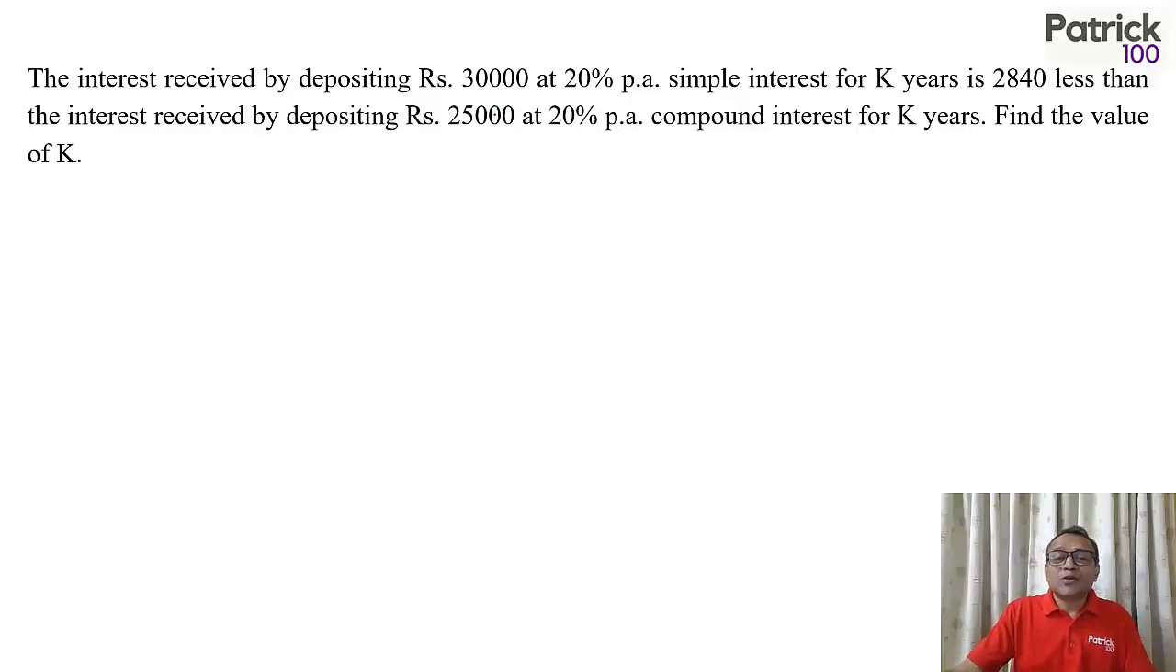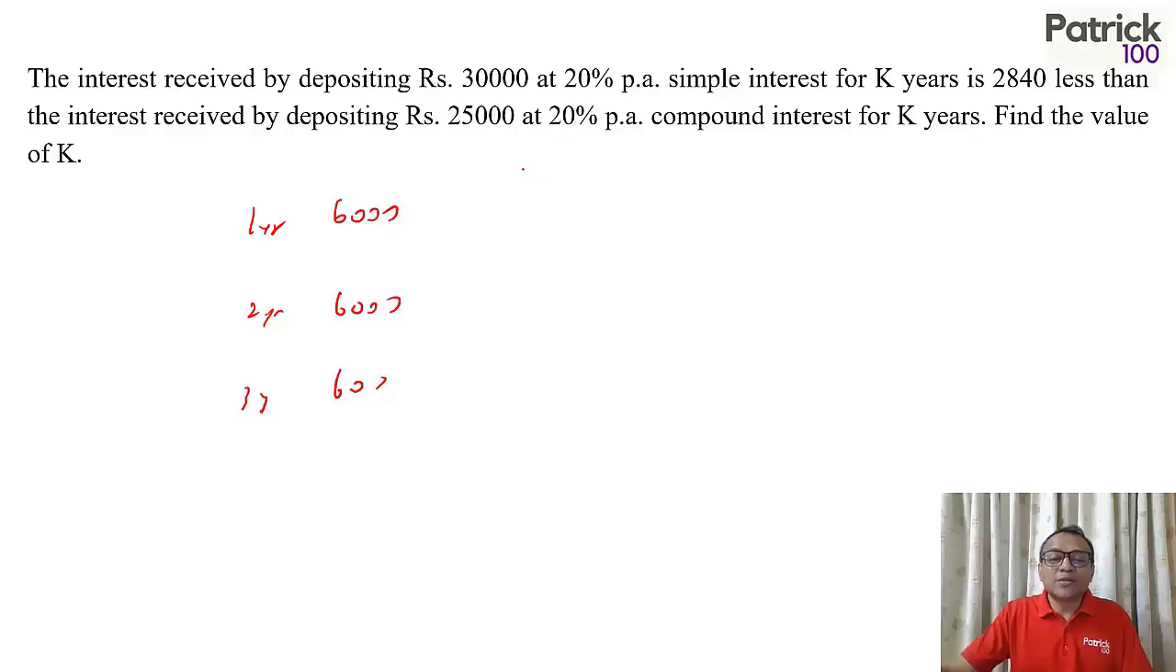Interest received depositing 30,000, 20. Now we don't know what K percent is. So just try to find interest. So first year, interest received in depositing 30,000 is 6,000. So it will always be 6,000, 6,000, 6,000, 6,000, 6,000 for simple interest. Right. Let's see compound interest.